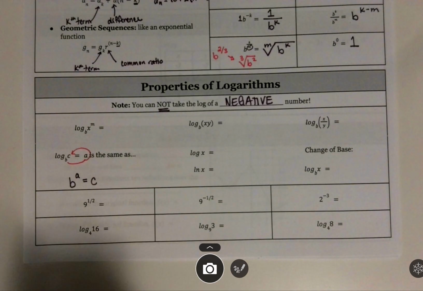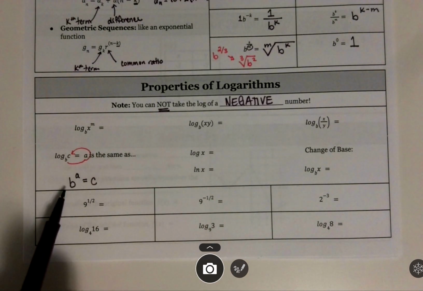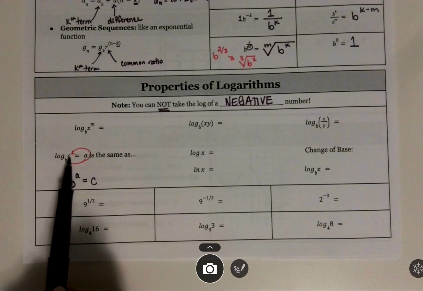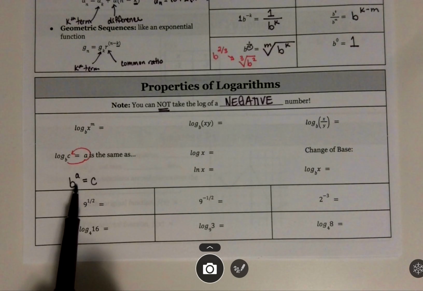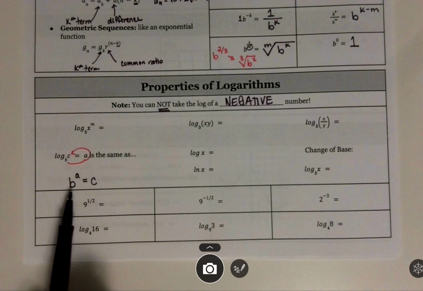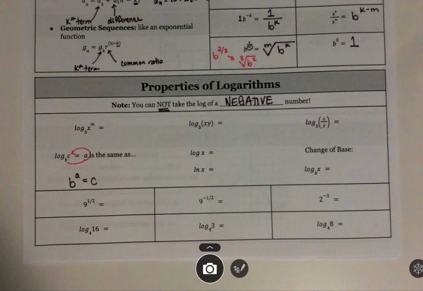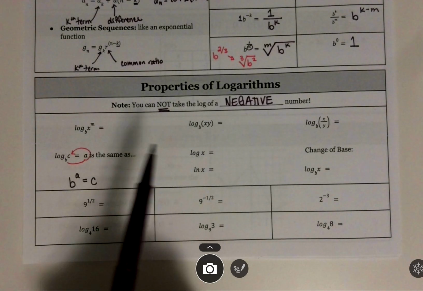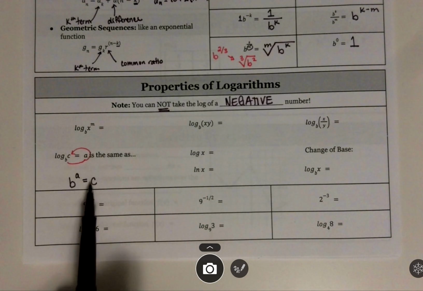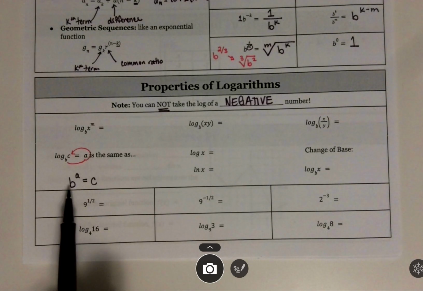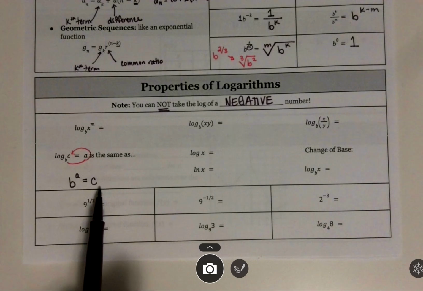How I also remember it is, yes, the bases are the same, and b and c are so close in the logarithmic form, they cannot be close in my exponential form. So c would not be the exponent on b because they're so close here. It has to be a as the exponent, and then c is way over here. So the reason that we cannot take log of a negative number is if c is negative, this would not make sense. There is nothing that I can raise to an exponent that will produce a negative number.